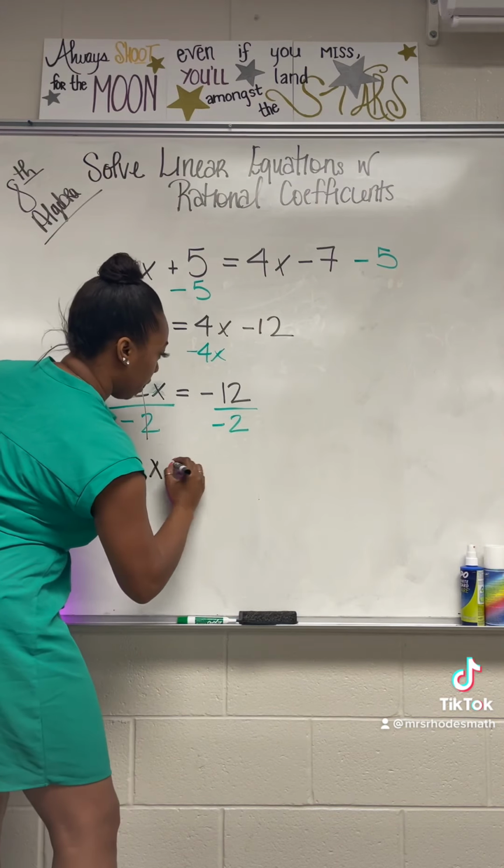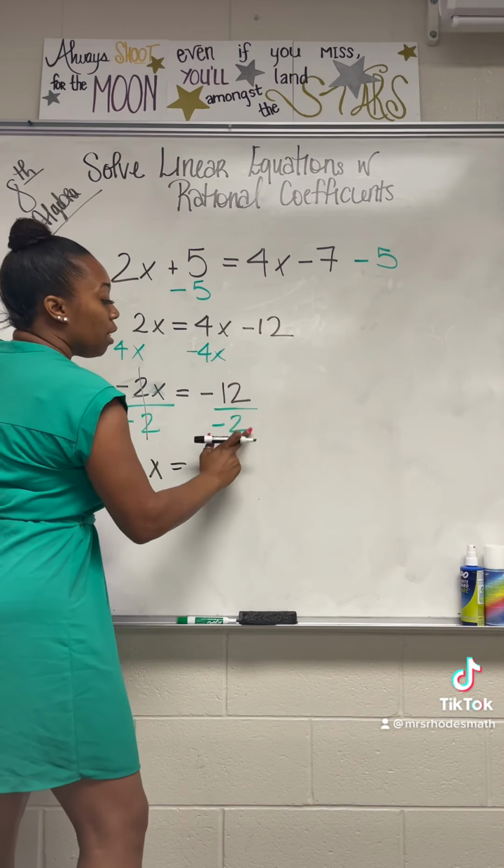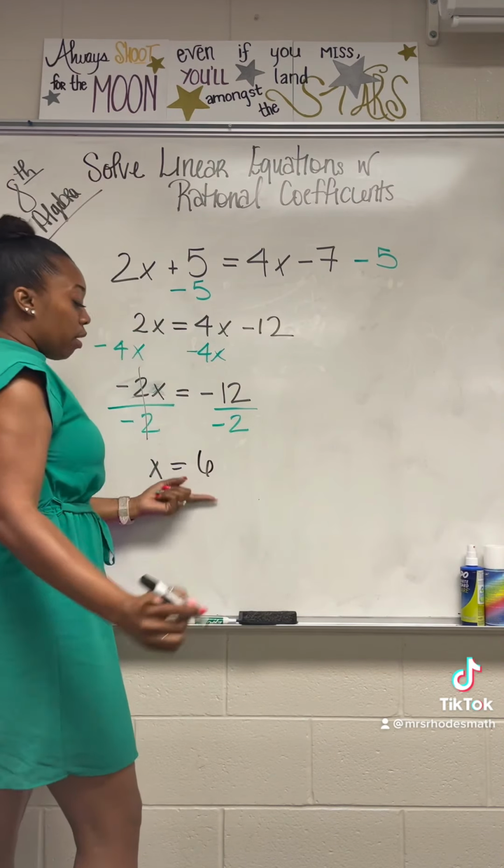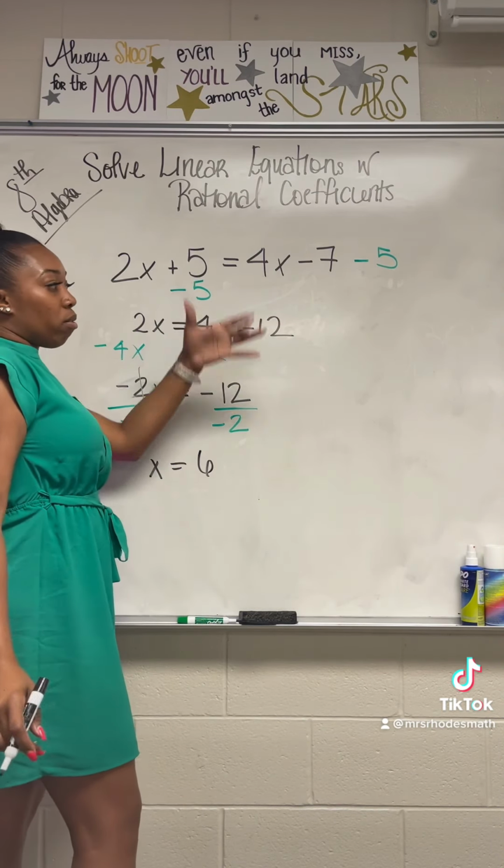So it's going to be x equals negative 12 divided by negative 2. 12 divided by 2 is 6, and since it's a negative divided by a negative, it's going to turn into a positive as well. So x is 6. Now we check our work.